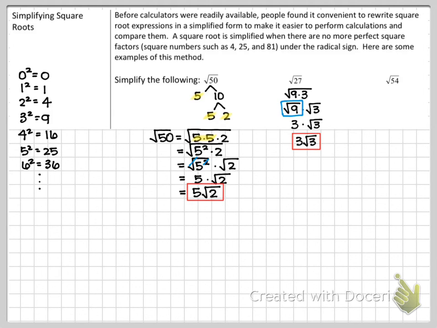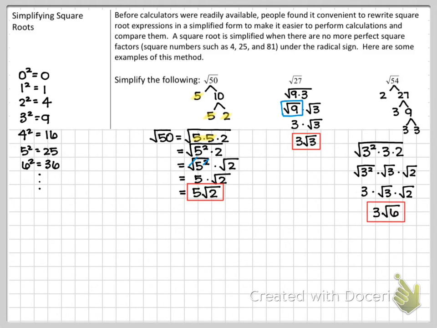Why don't you see if you can do 54? You choose your method and then come back and check your answer. So for this one, I went ahead and made a prime factorization tree, but you didn't have to. I know that 54 is also 9 times 6. And 9's a perfect square. So I could have gotten straight to the answer with 3 root 6 as well.